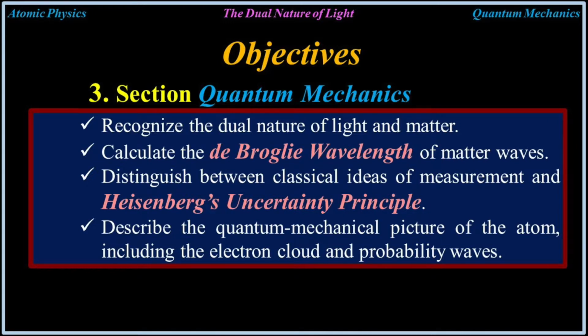Section 3, Quantum Mechanics. Recognize the dual nature of light and matter, calculate the de Broglie wavelength of matter waves, distinguish between classic ideas of measurement and Heisenberg's uncertainty principle, and describe the quantum mechanical picture of the atom, including the electron cloud and probability waves.